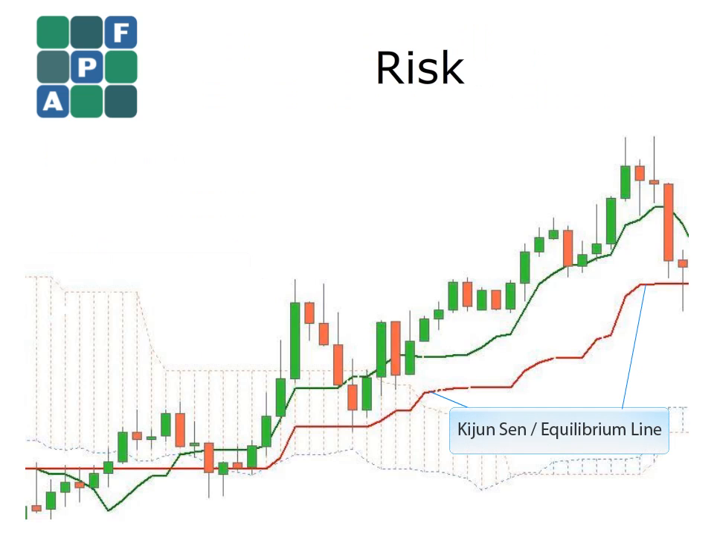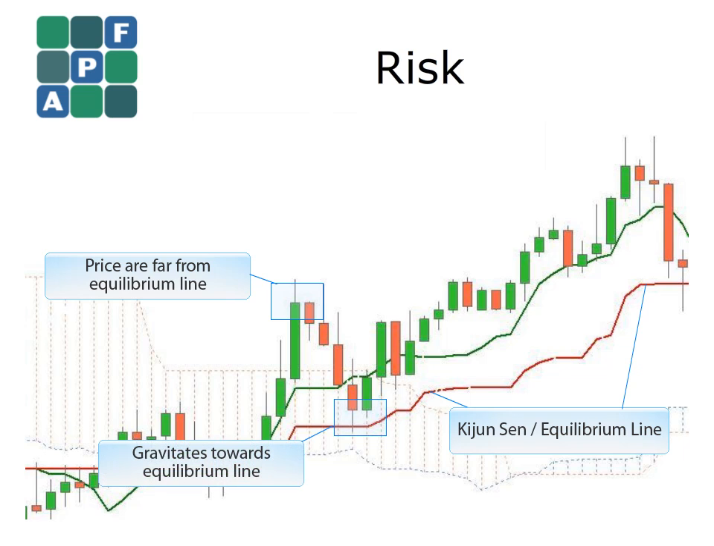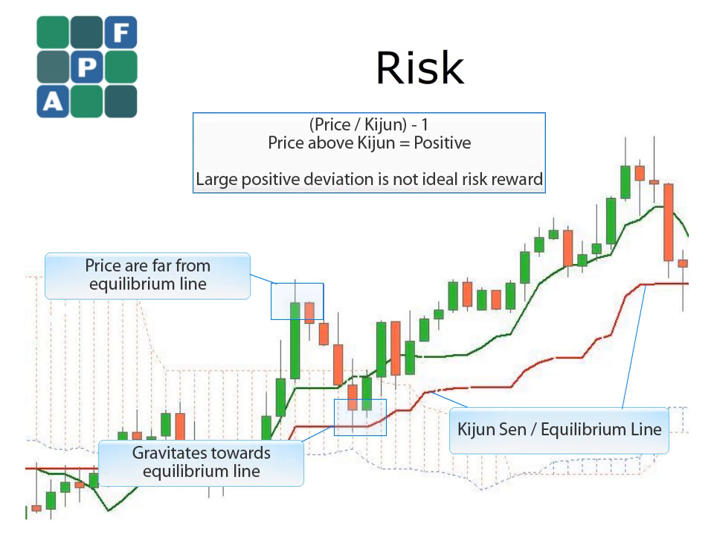In Ichimoku, this is called the Kijun-sen, or equilibrium line. When prices are far from this equilibrium line, they tend to subsequently gravitate towards it. We also tabulate this in the screener, for your convenience. So how do we use this? The number is calculated as the price's deviation from the Kijun-sen. When prices are above the Kijun-sen, the number is therefore positive. When prices are very far from the Kijun-sen, the positive number is large. What this means to the trader is, the risk-reward of this trade entry is not ideal, as the price is far from equilibrium. This number is tabulated under the risk column.